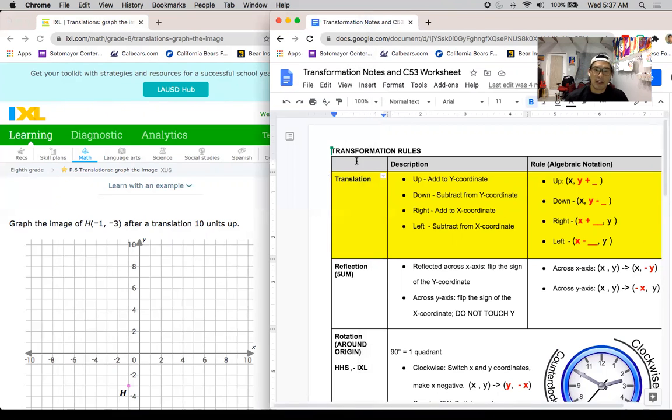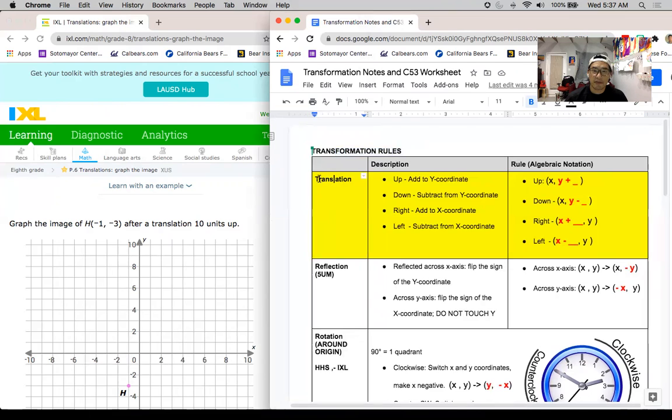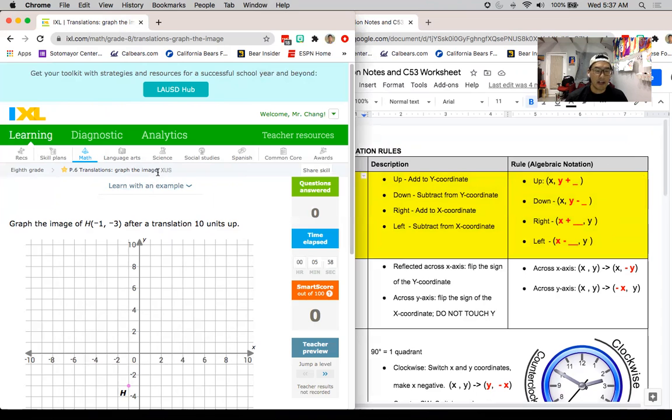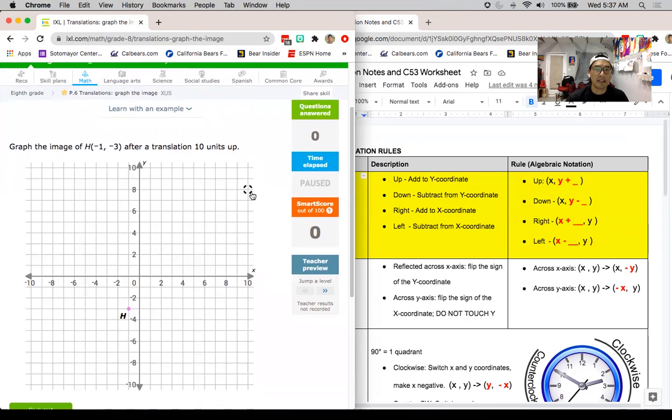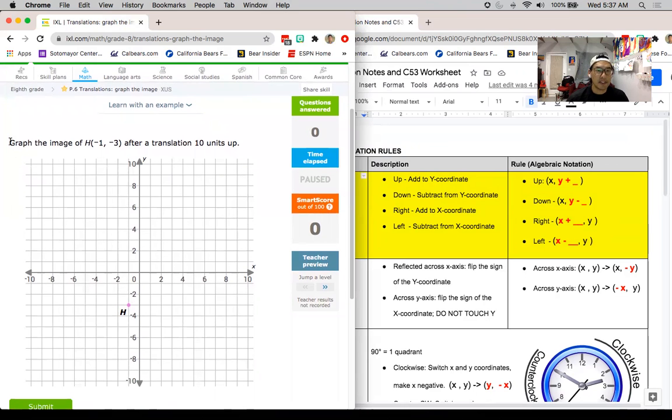So I've got my transformation notes and I'm looking at translations. I've got that highlighted in yellow. I am using XUS in iXL. First thing I'm going to do is read and get comfortable with the language of the problems, right? So I've highlighted it here. It says, graph the image of H, -1, -3, after a translation up 10 units.